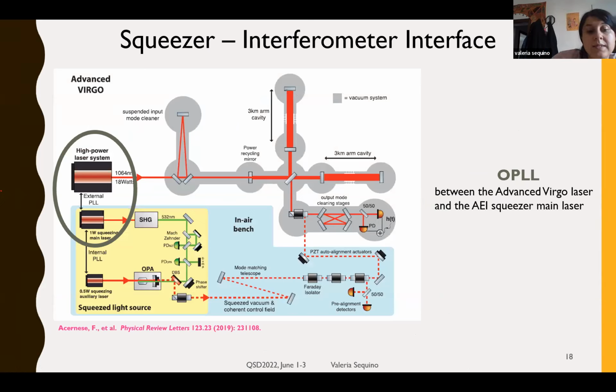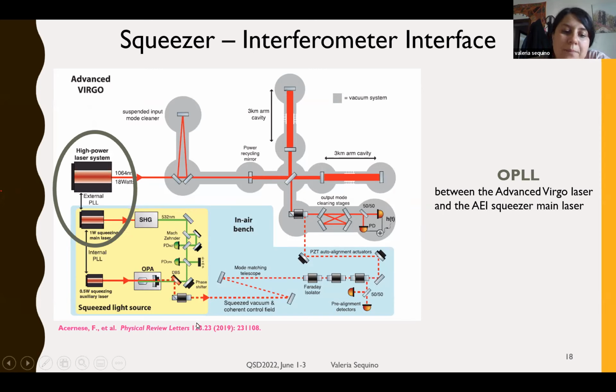What I described is just the source of squeezing, and we have an internal homodyne detector. What we measure is the reduction of quantum noise of an auxiliary beam, the local oscillator. But what we want to do is to reduce the shot noise of the beam of the interferometer. This picture is not to scale.